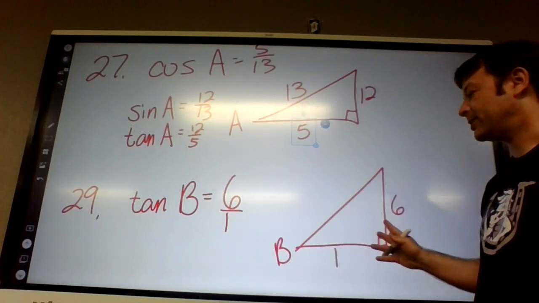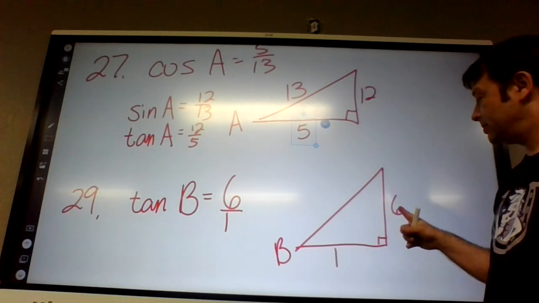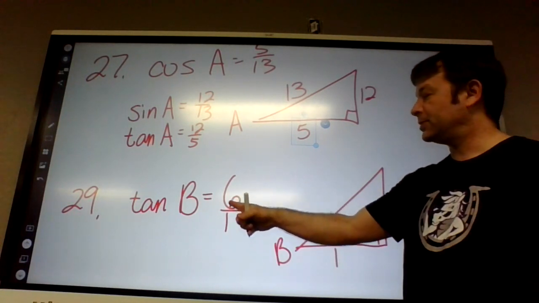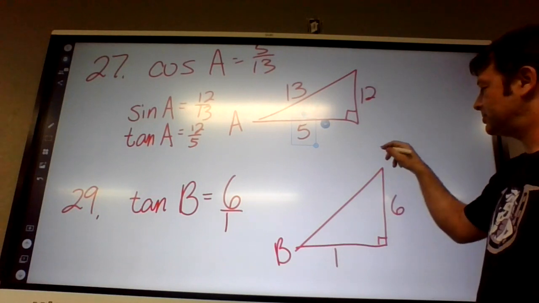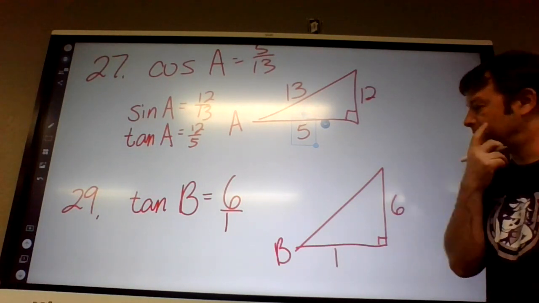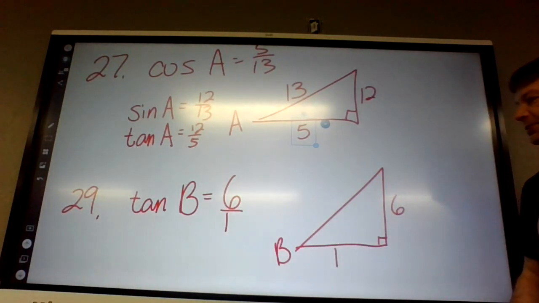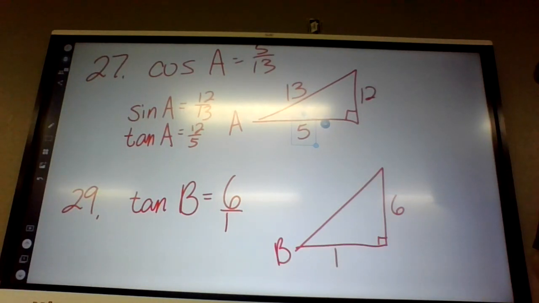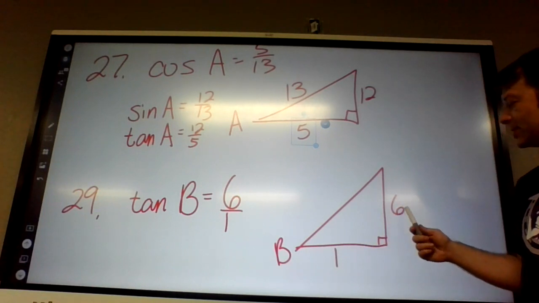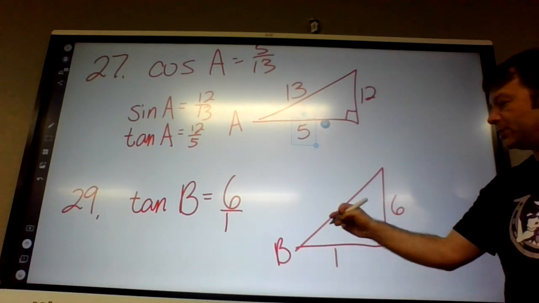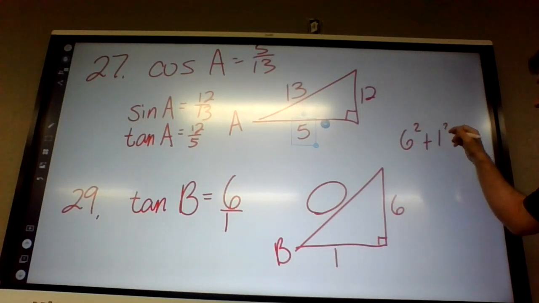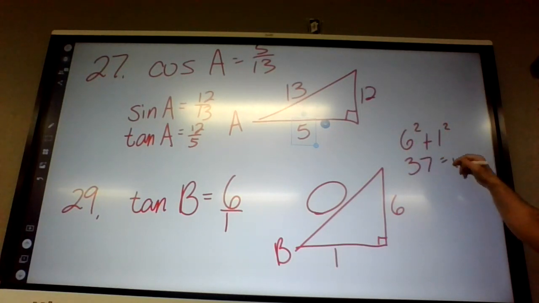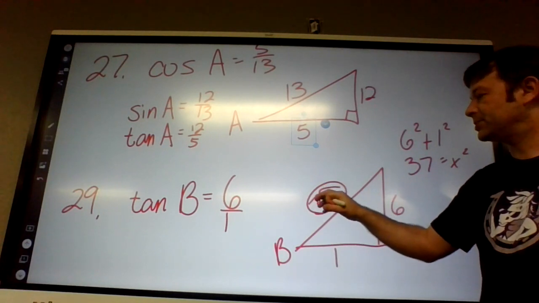My picture doesn't look right at all. It doesn't really matter. How do you know where to put them? Opposite over adjacent. No, I could have done up here. It doesn't matter though, because it'll still be the opposite and adjacent, no matter where you put it. Anyway, 6 squared plus 1 squared would equal x squared up here. So 6 squared and 1 squared make 37. So this is going to be square root of 37.